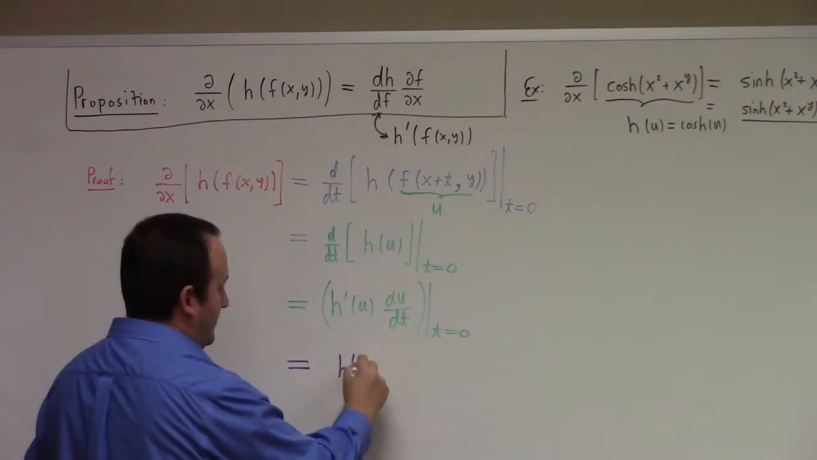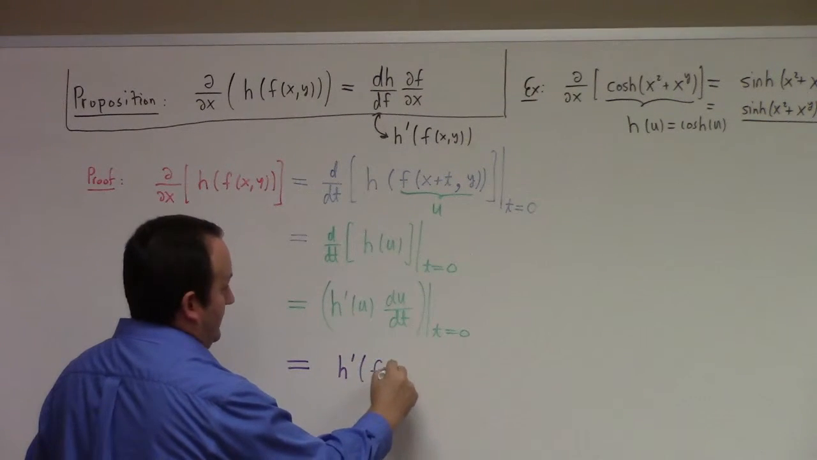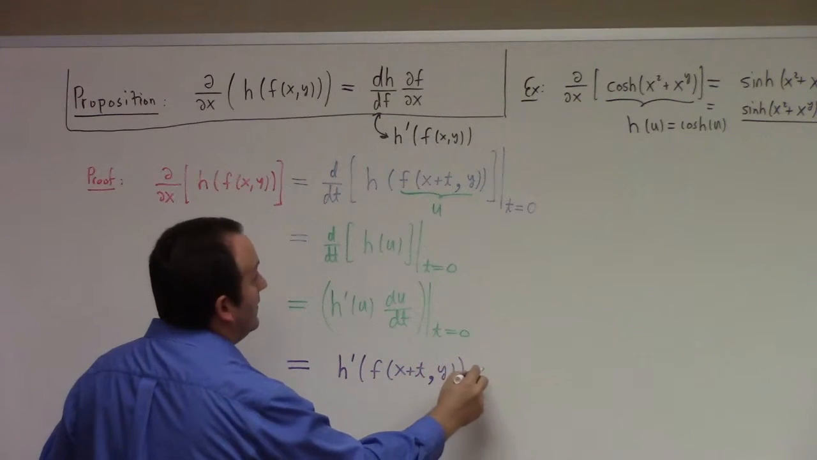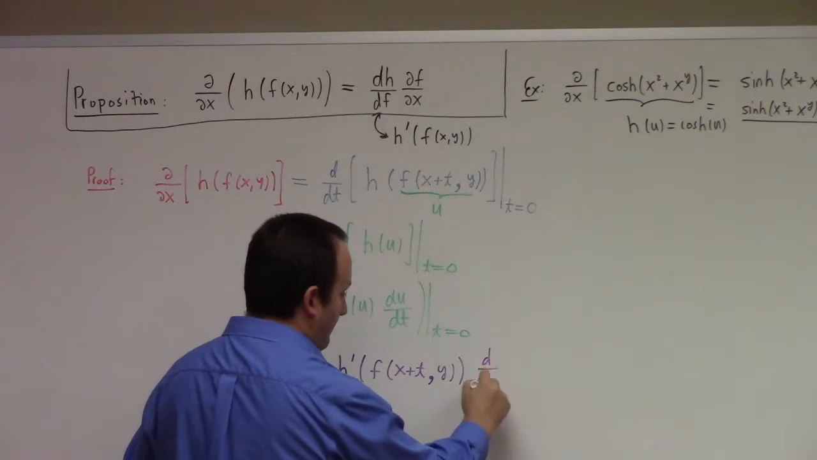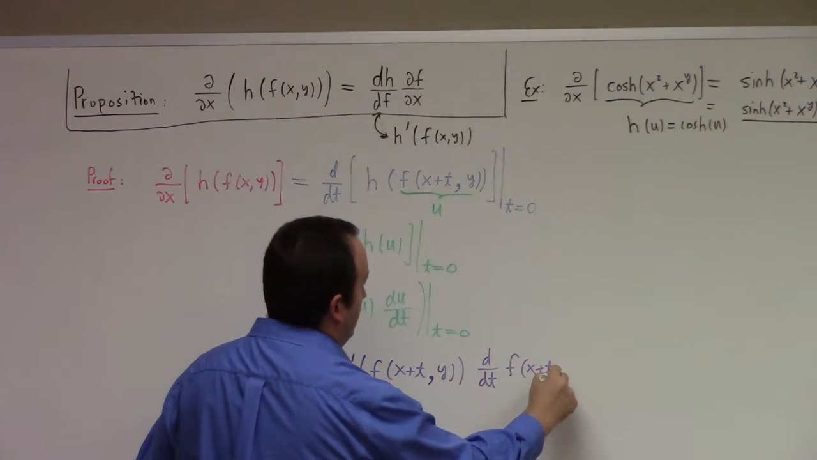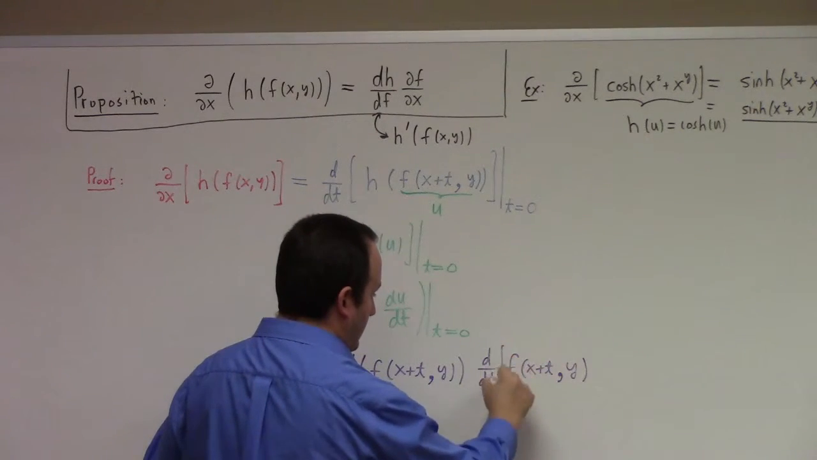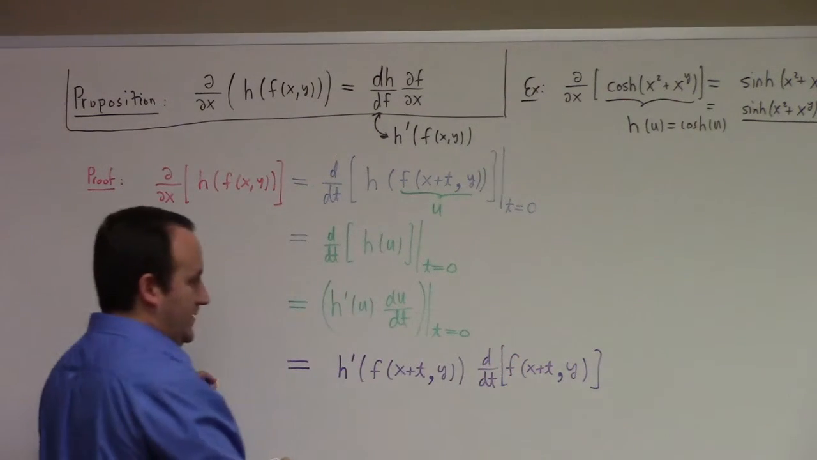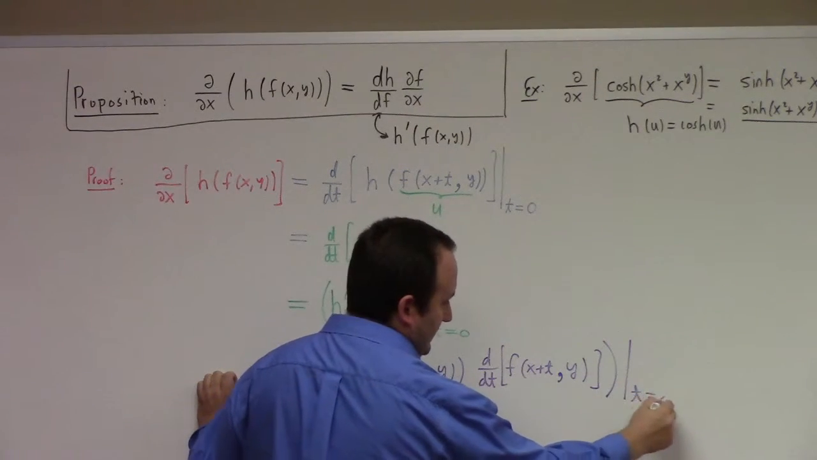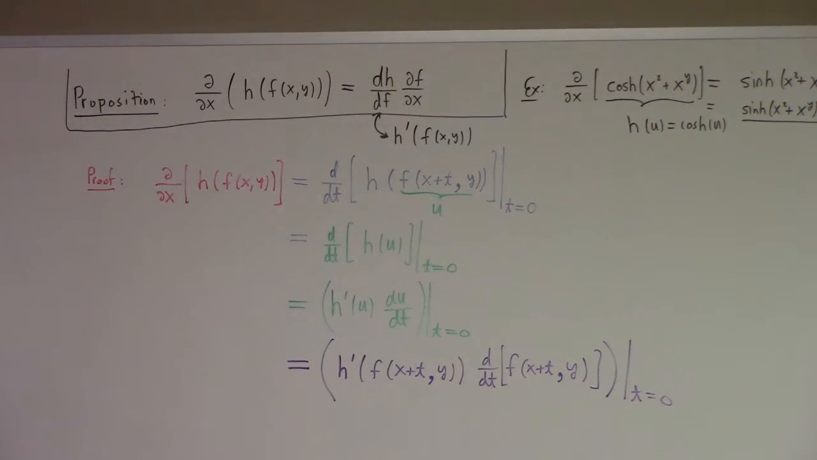All right, I've got h prime of f of x plus t, comma y, and then d/dt of f of x plus t, comma y. And then we take all this stuff and we put t equals 0 after the end of it. T is a disposable variable we were using to calculate the partial derivative.